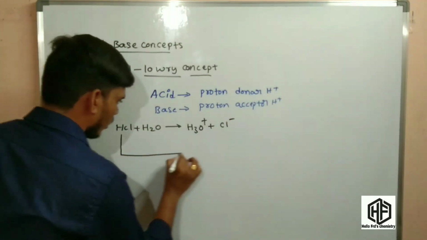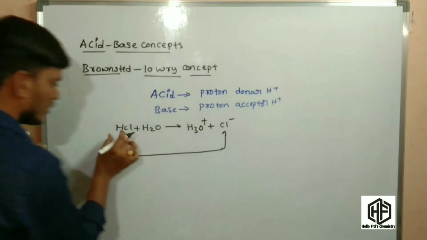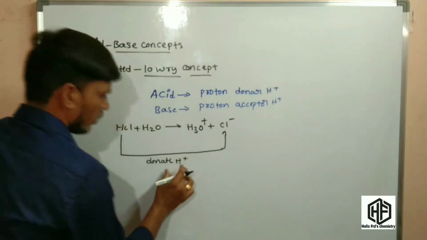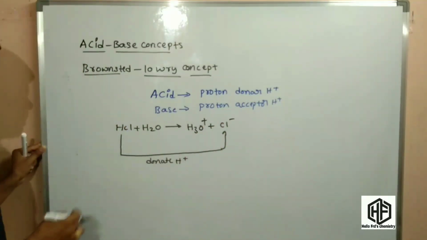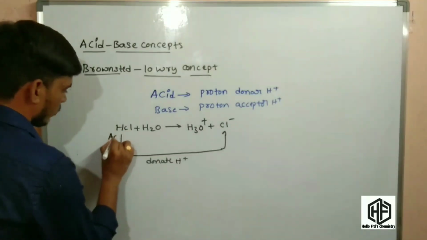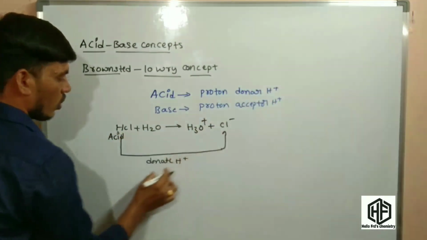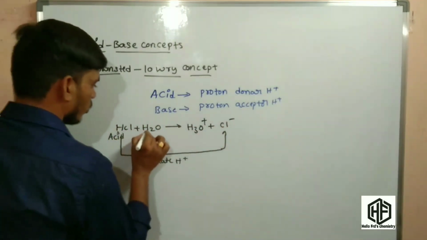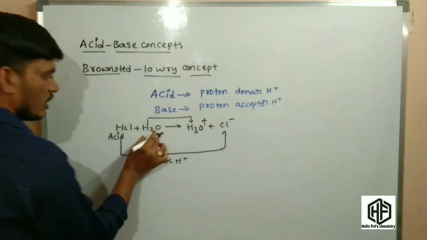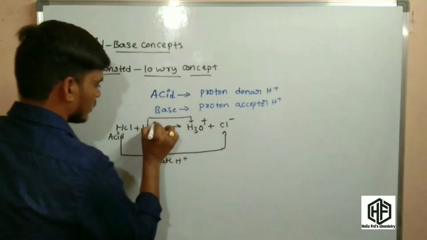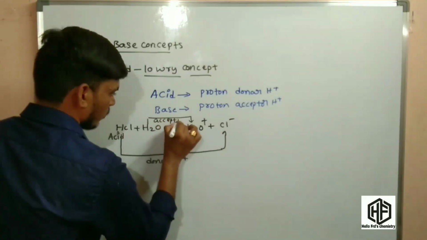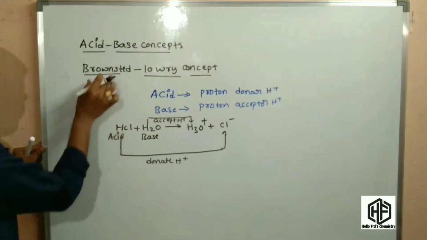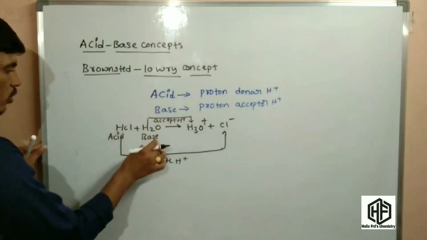Friends, HCl donates H plus to form the Cl minus ion. Because of this it is called an acid. What is an acid, friend? Proton donor. It donates H plus to form Cl minus, so it is called an acid. But you know that H2O is the proton acceptor, accepting H plus. This is called a base. This is the Bronsted acid, and this is the Bronsted base.